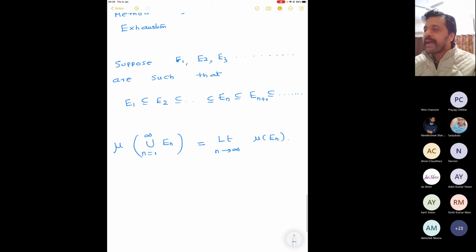However, this demands something on our script B. If E1, E2, E3, etc. are in B, if they can be measured, and En is contained in En plus 1, then can you complete my statement? Let me repeat, this automatically gives you a requirement on B, a requirement on the collection of subsets. What is that?